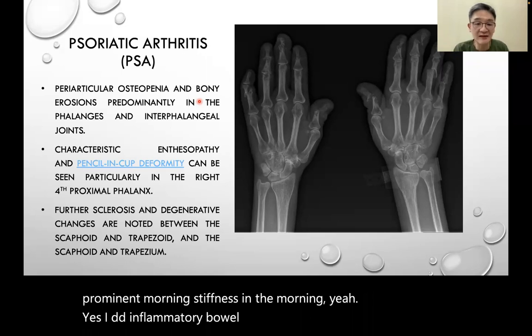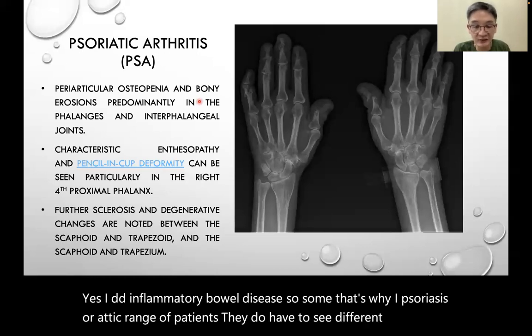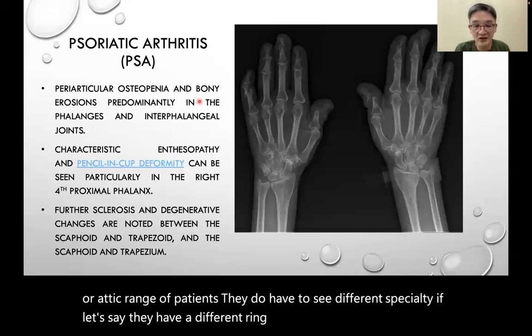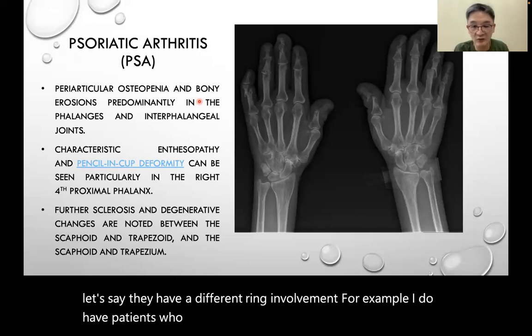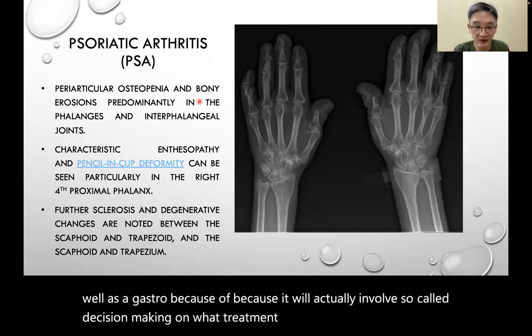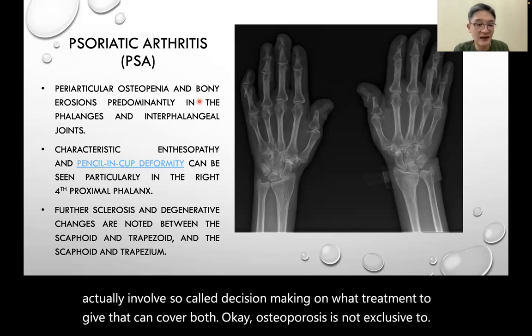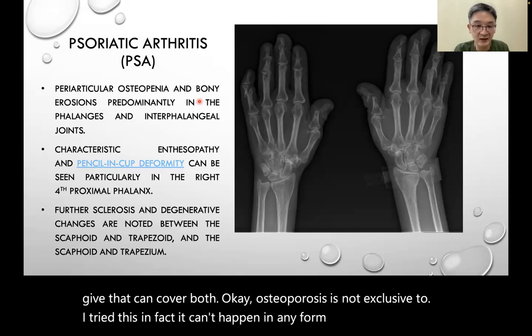So that's why psoriatic arthritis patients do have to see different specialties if they have different areas involved. For example, I have patients whom I co-manage with the eye doctors because of uveitis, as well as with gastro because of IBD, because it involves decision making on what treatment to give that can cover both things. Osteoporosis is not exclusive to psoriatic arthritis. In fact, it can happen in any form of inflammatory arthritis in the long run.